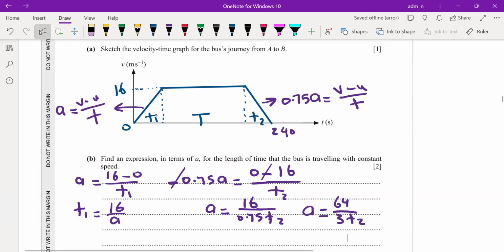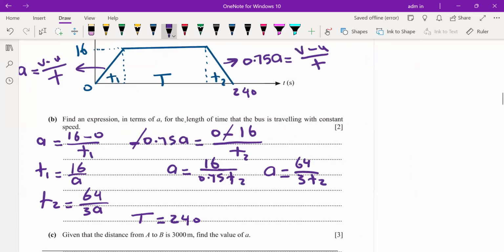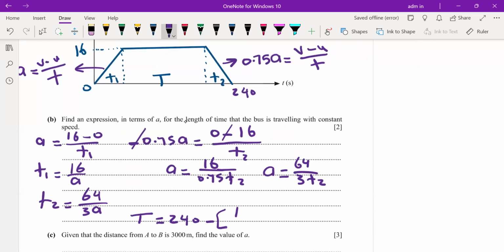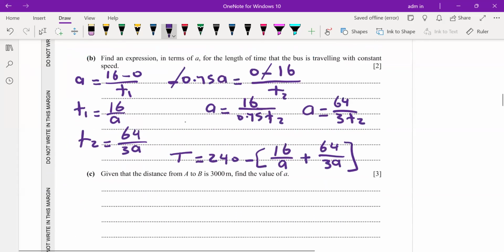So making T2 the subject, by cross multiplication T2 is equal to 64 divided by 3A. So the length of time T is equal to the total time, 240, minus T1 and T2: 16 over A and 64 divided by 3A. There is no specific form he asked for, so leave it as it is.